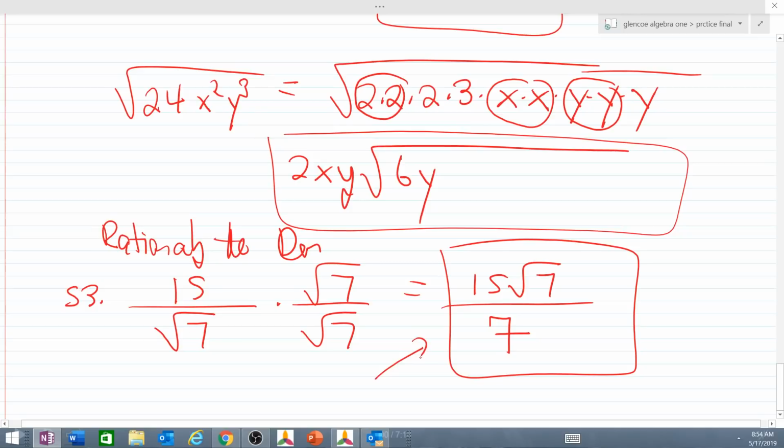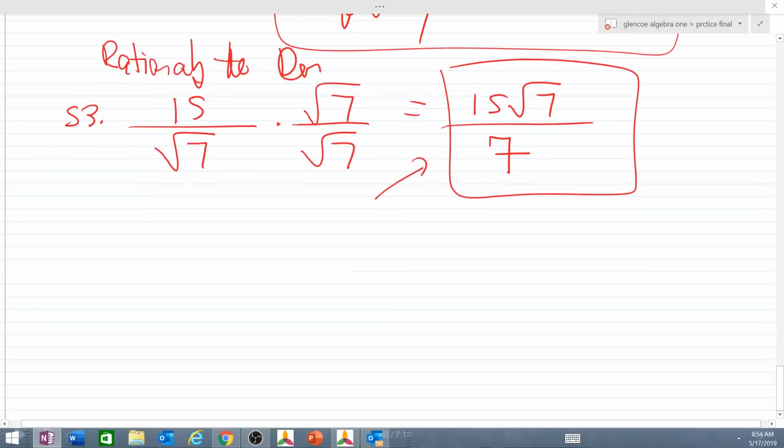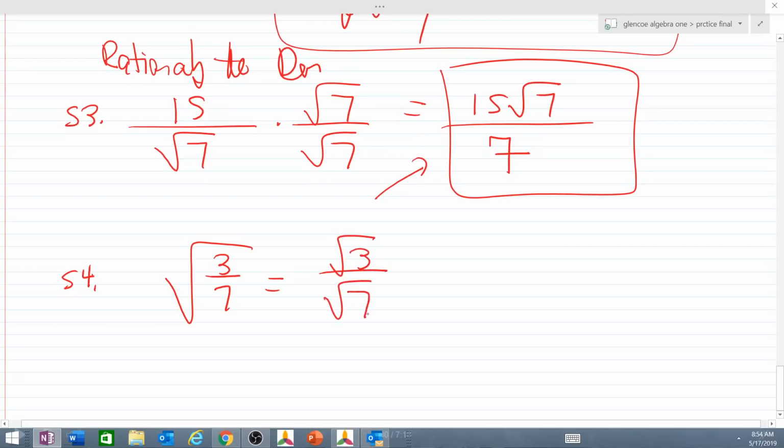So everybody listen. If this were a 16 and this were an 8, do you understand you must reduce it? Yes? 15 and 7 do not reduce. How about something like 54, where you have radical 3 over 7? You're going to rewrite the fraction as radical 3 over radical 7, then rationalize your denominator.